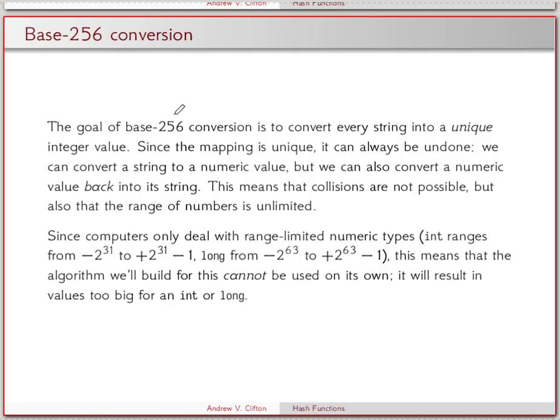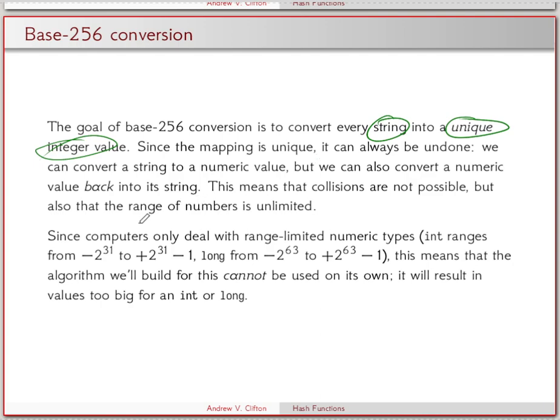So the goal of our base 256 conversion is to convert every string into a unique integer value. This is different from a hash function. Our mapping is unique, which means there are no collisions. We can always take the number and go backwards. We can convert a string into a numeric value, but we can also take a numeric value and turn it back into a string. So it's just a different way of representing a string. It's not a transformation of the stuff that's in the string.